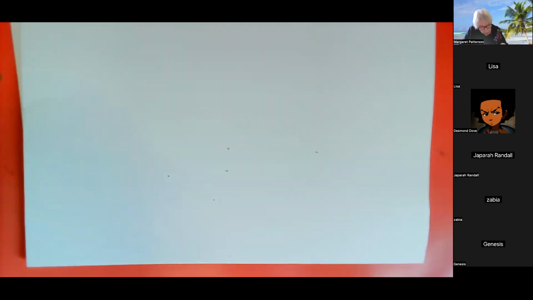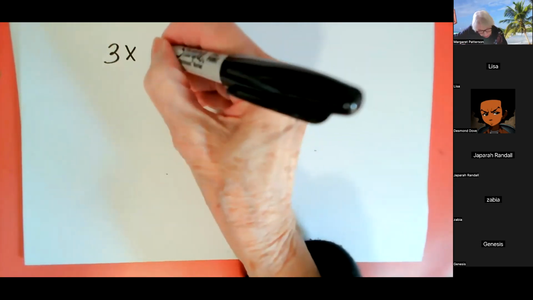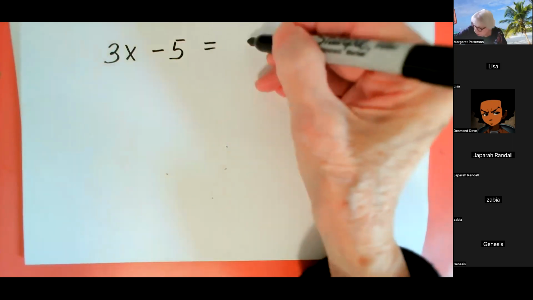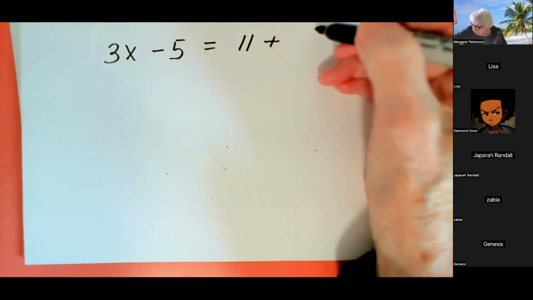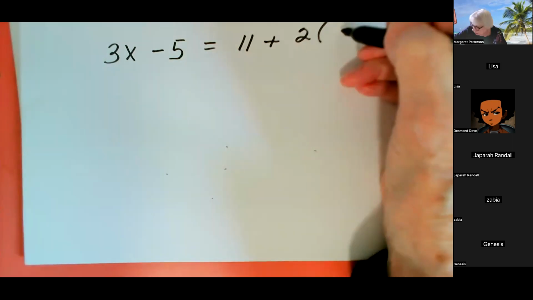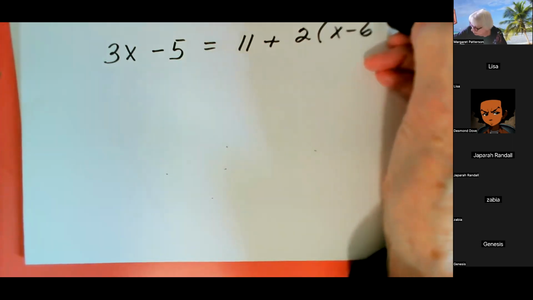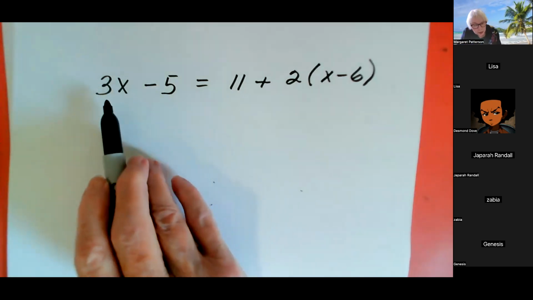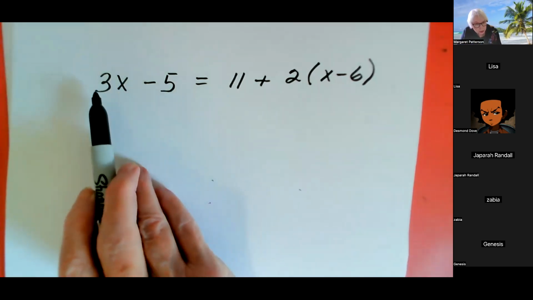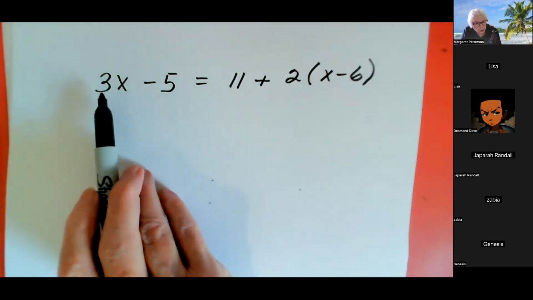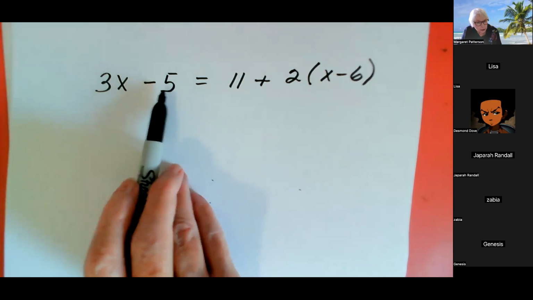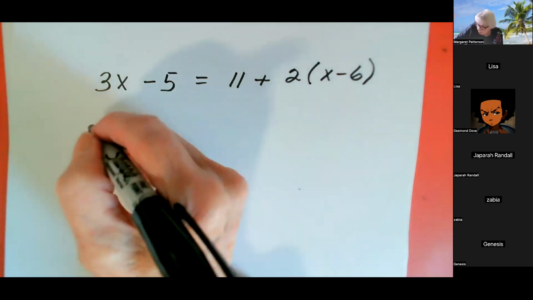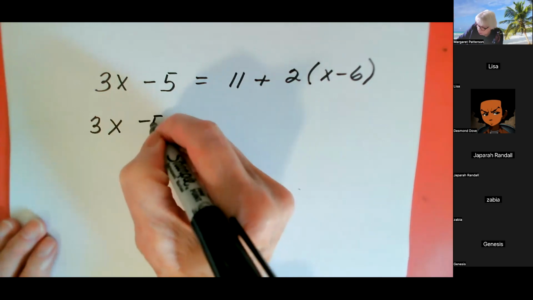Okay, how's our time? Okay, I found one. 3x subtract 5 equals 11 plus 2 parentheses x minus 6. Okay? The left side is actually okay because it's two terms and they're not like terms. This is an X term, this is a number, and so that's good. And so I'm not going to worry about that for the moment.